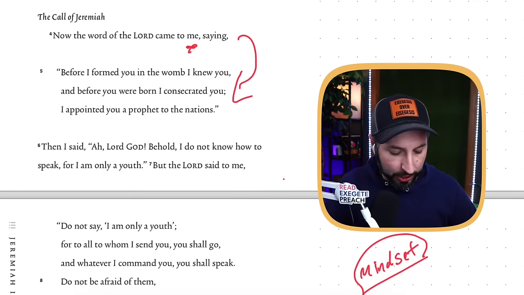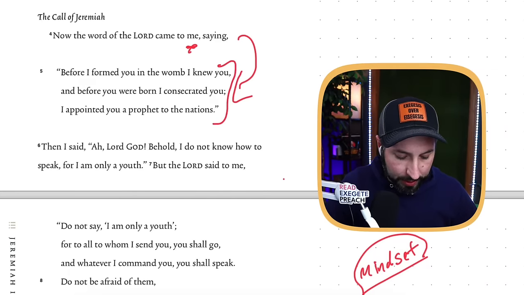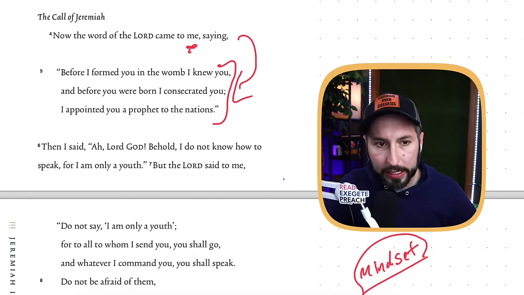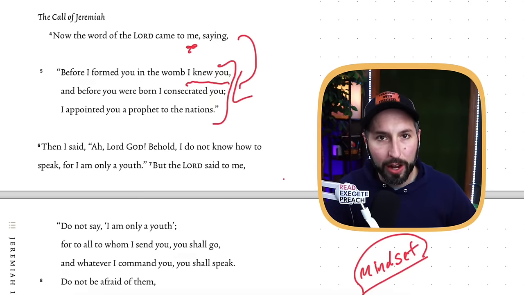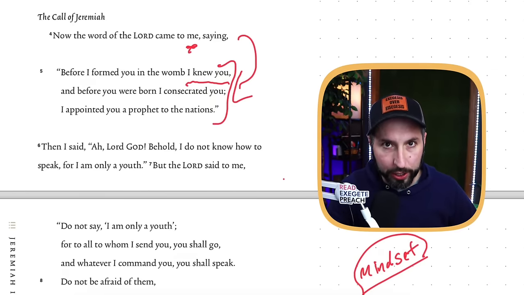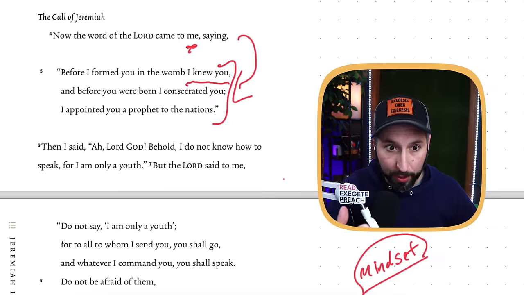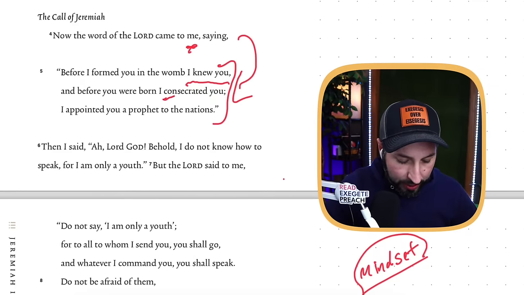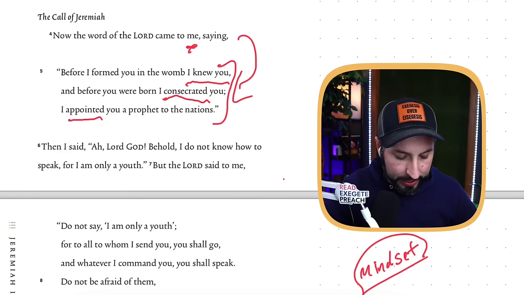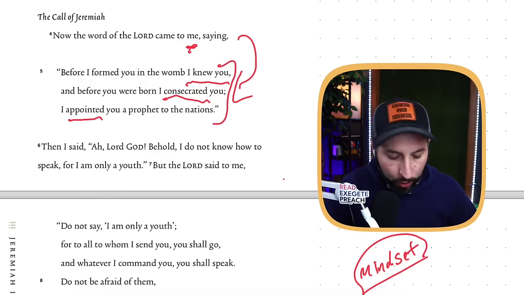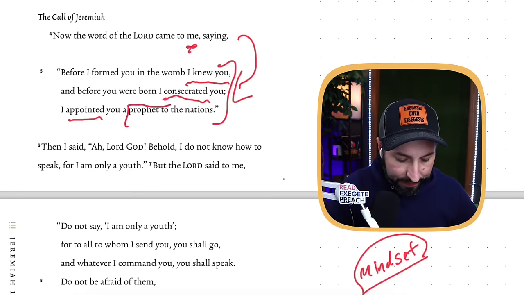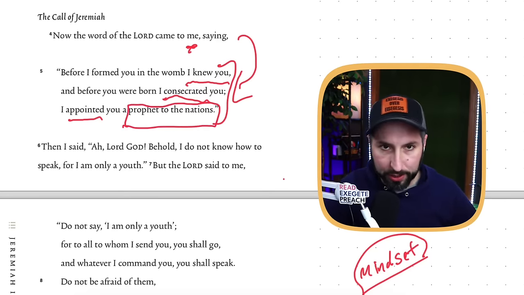So here we go. So here's this. He sets it up right away, automatically. Before I formed you, I knew you. So he's already set up. Before you were even formed, God was aware of Jeremiah. He knew what he was going to use Jeremiah for, which is a prophet to the nations. He was consecrated. He was appointed. And what was he consecrated and appointed for before he was even formed? He was going to be a prophet to the nations, right?